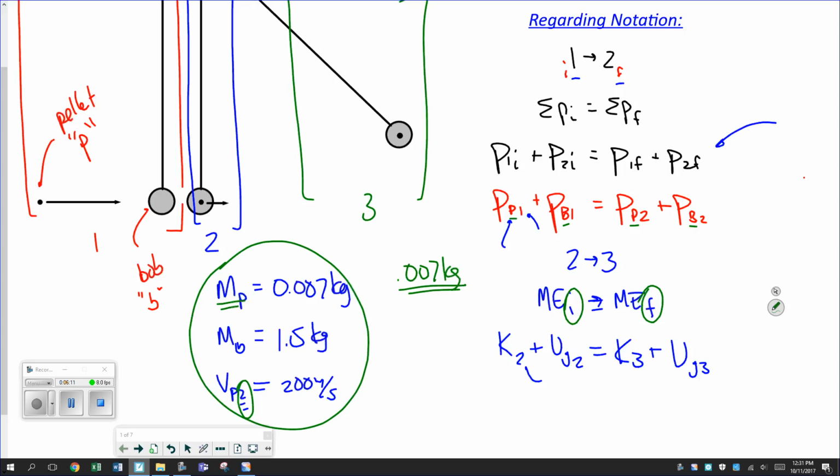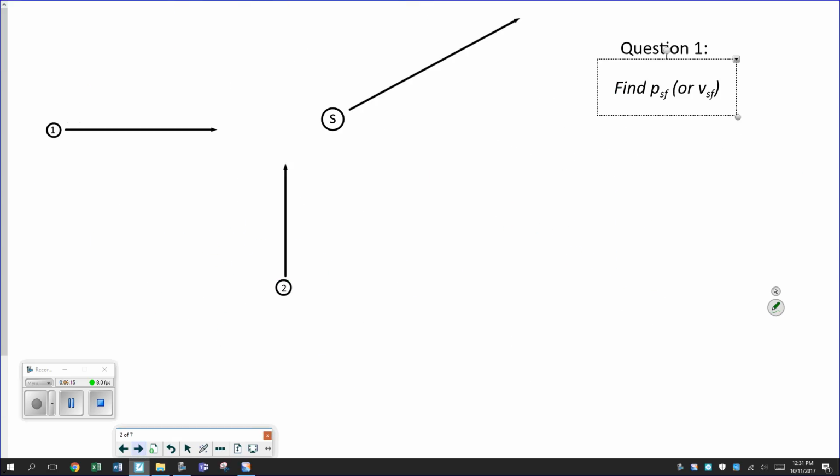Now, something else I was thinking about with two-dimensional interaction types of things: I've heard the question several times now, how do I know when to do the trig thing and say px is p cos theta, or just to leave it as px? Well, it boils down to two different scenarios.